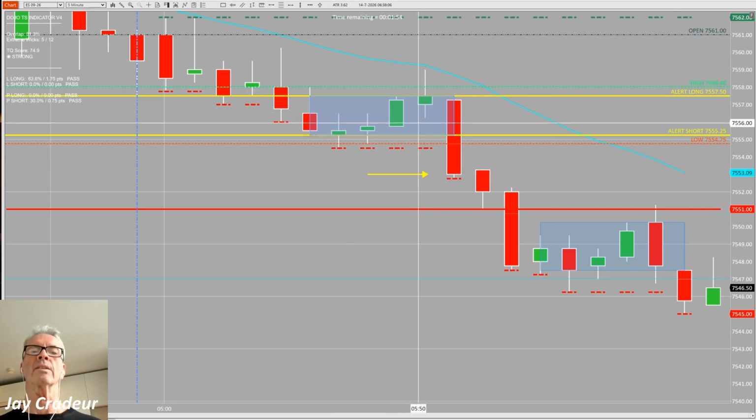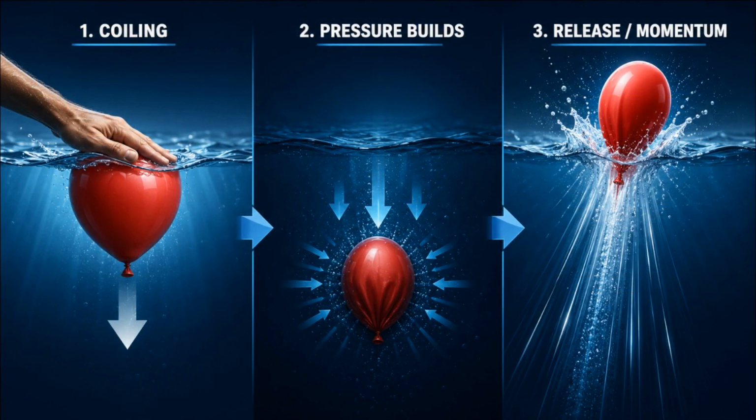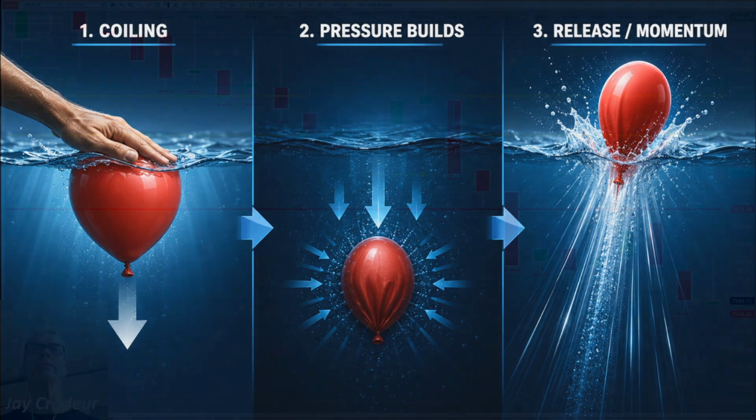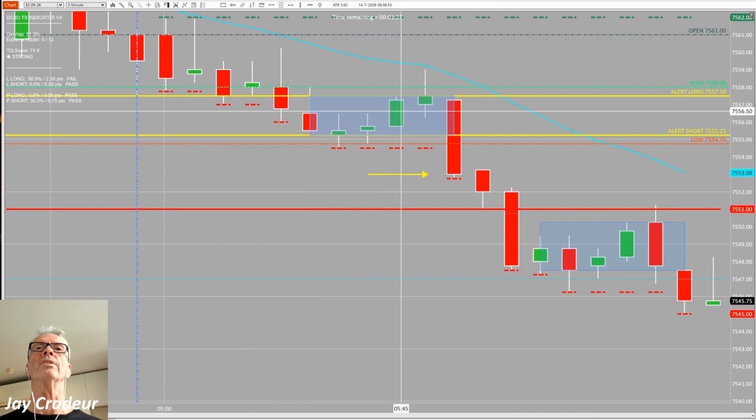So the idea behind compression, I wanted to show you this graphic, is when you push a balloon underwater, right, it gets pressure built upon it, right? Pressure builds, and then it releases. And that's what we're trying to accomplish. We're getting a piece of that release, okay? So going back to the screen here, so this is the compression here.